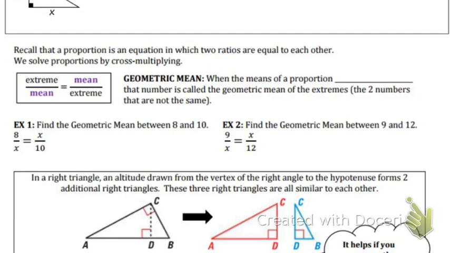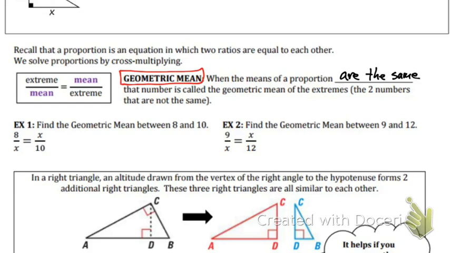All right, recall that a proportion is an equation in which two ratios are equal to each other, and we solve proportions by using cross multiplication. In other words, extremes equal means. So a geometric mean, if I ever say find the geometric mean, which I'm not going to ask very often at all, in fact, I don't think I ever put it on a test or anything like that, but you should kind of know it. It's when the means of a proportion are the same.